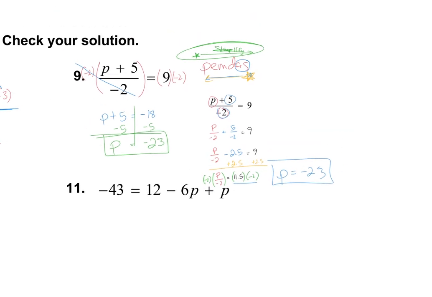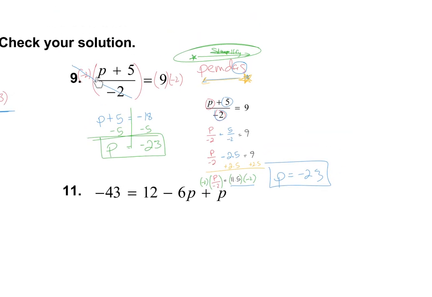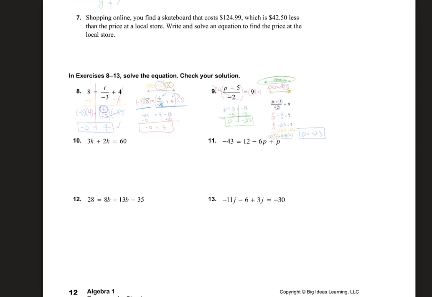And now let's be honest. Right here, there were 2 steps. Here, there were 1, 2, 3, 4 steps. I don't know. I think I'd rather do 2 steps than 4 steps.